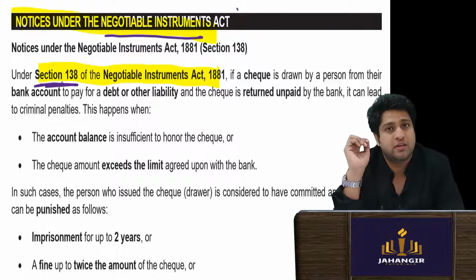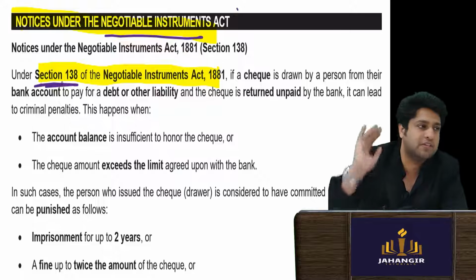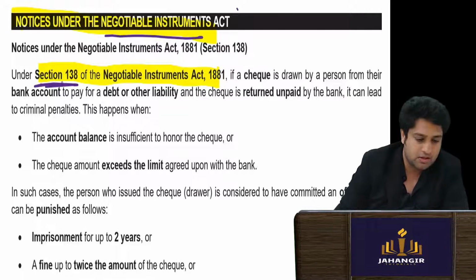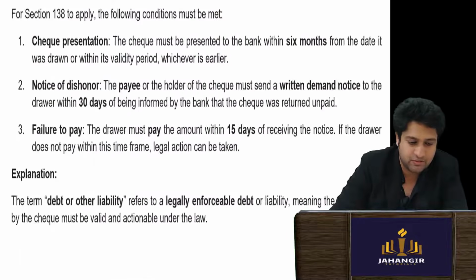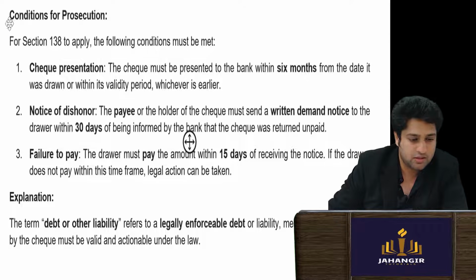You know that? Everything is very strictly timed in practical life. In your act you might not have it, but courts have described the pattern. Now, the penalty and all that they've given you, see the conditions. Conditions for prosecution: notice for dishonor.